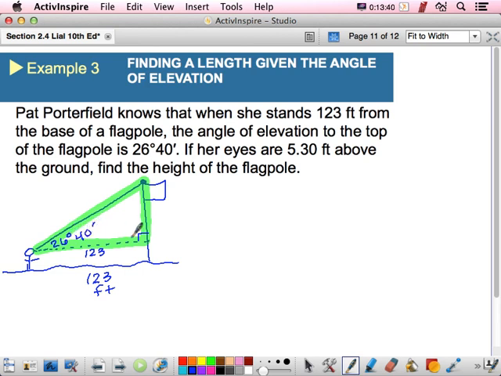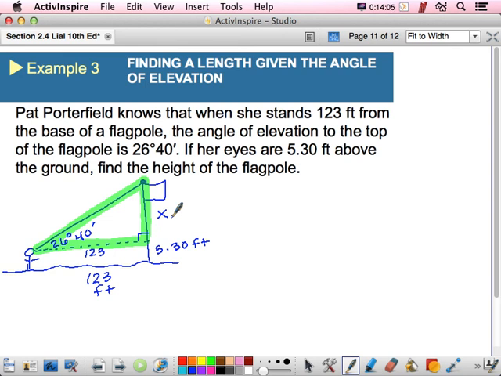Is that all I know? In the end, what do I want to find here? I want to find the height of that flagpole. Well, I already know this piece. How much is this piece? 5.30 feet. What am I missing? The rest. That piece right there, the rest of it. So could I just call that x? I don't like to use A's, B's, and C's if I don't have to, so I'm just going to call it x. That's what I'm missing. Understand?